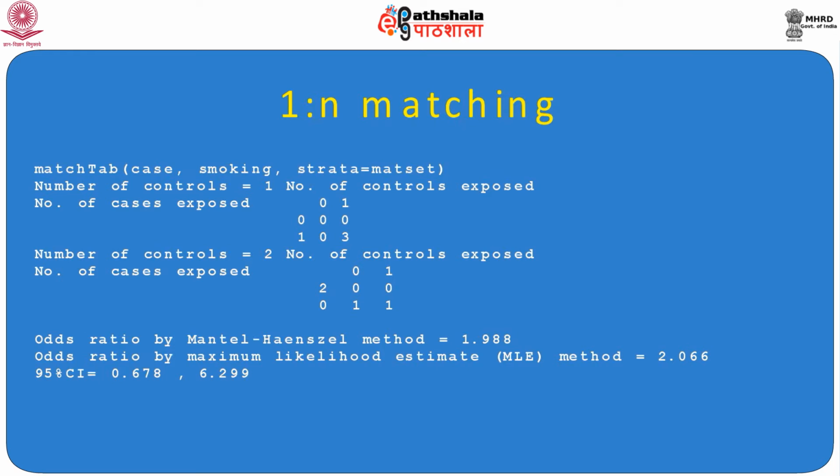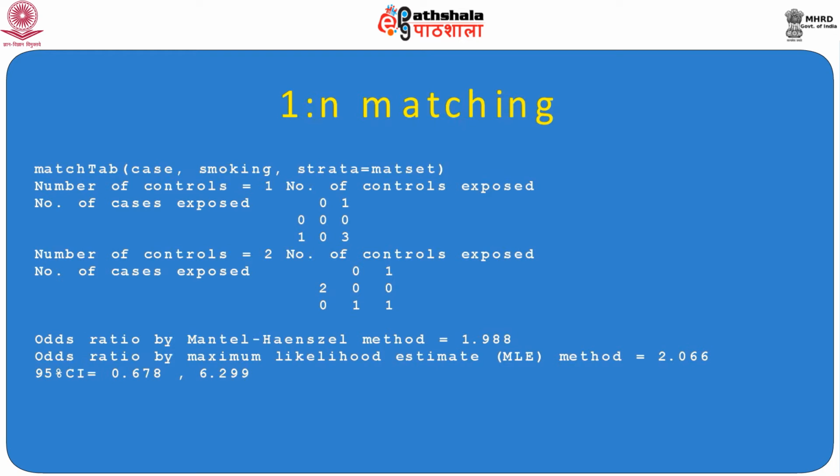So we are getting it for 1:1, so the number of controls per case is considered equal to 1. That's why number of controls equals 1 is given, with number of controls exposed and number of cases exposed. And again we are forming a table with 0, 1, that is control exposure no and control exposure yes, as well as cases exposure no and cases exposure 1.